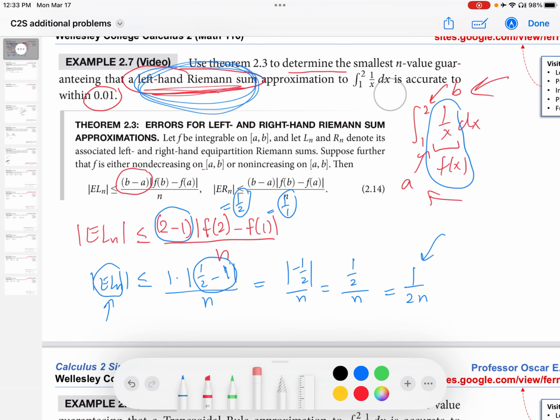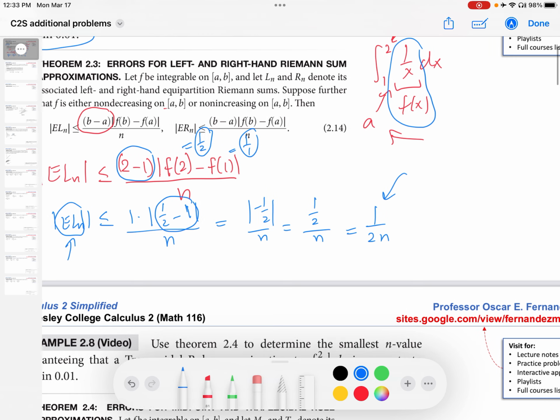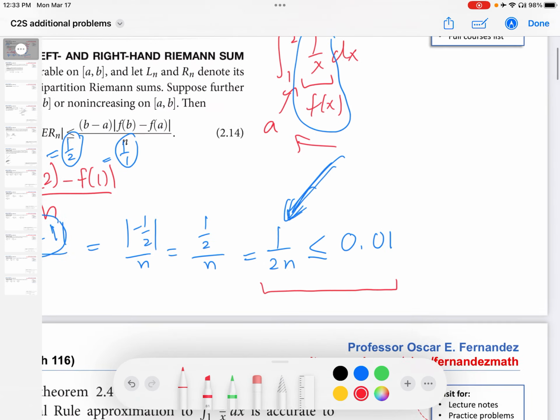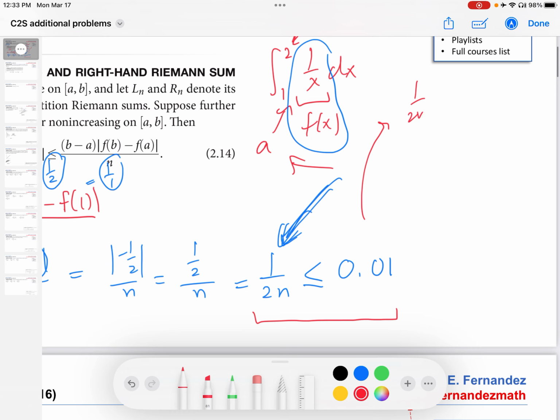Now, my problem tells me that I want this error to be accurate to within 0.01. So what I want to say is this error that I've calculated here has to be less than or equal to 0.01. You can see that I'm now going to have to find the n value by solving this inequality. So let's do that over here. I have 1 over 2n less than or equal to 0.01. This happens to be one hundredth, 1 over 100.